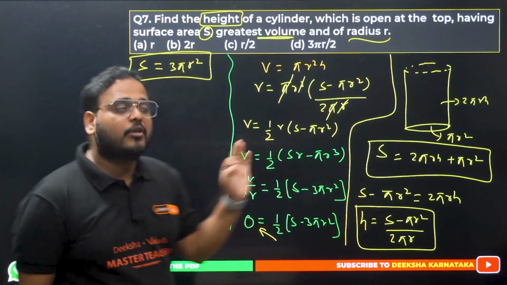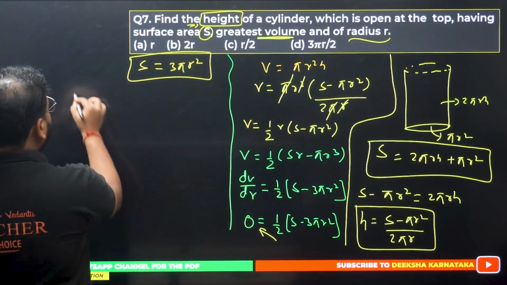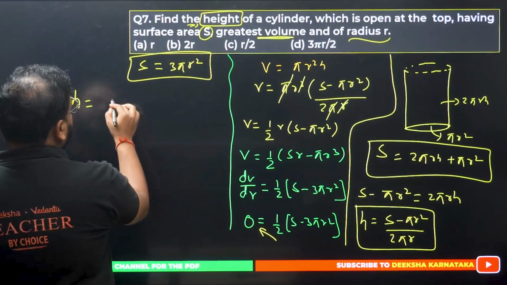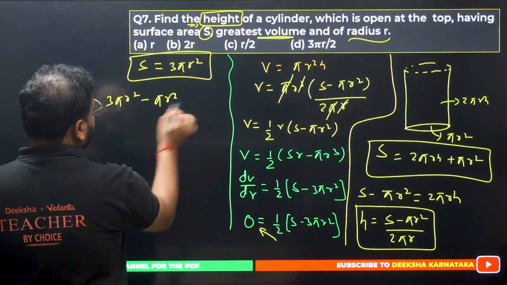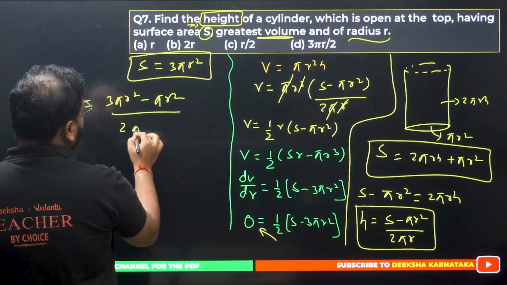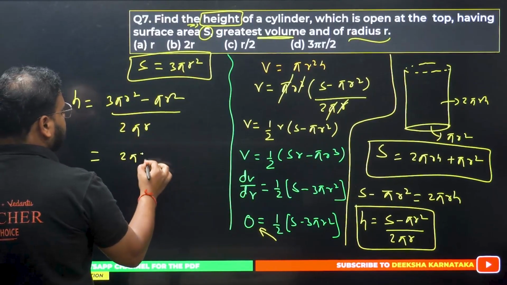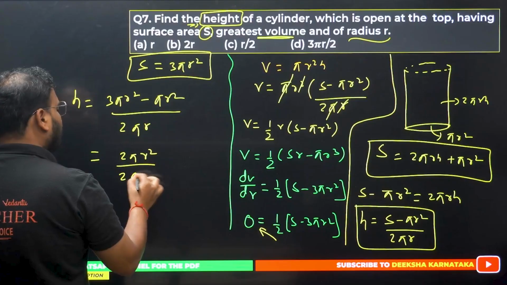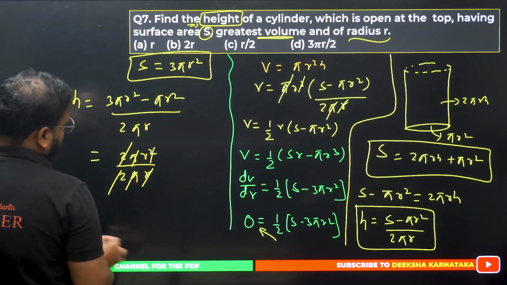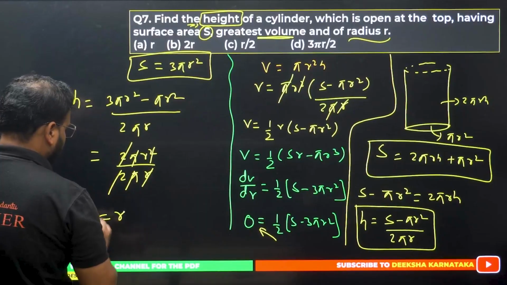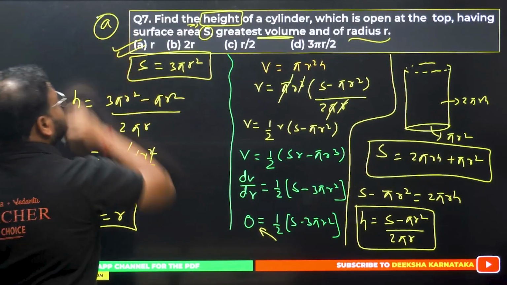What we are looking for is the height value. So to find the height, please check. I get (3 pi r square minus pi r square) divided by 2 pi r. The difference will become 2 pi r square divided by 2 pi r. 2 cancels, pi cancels, and r will also cancel with one of the r's. I get the height value is equal to r. My answer is option A.